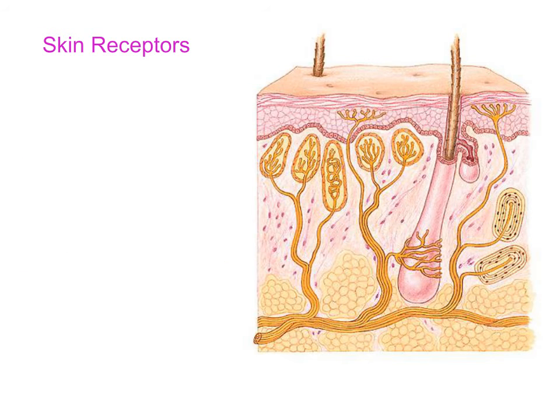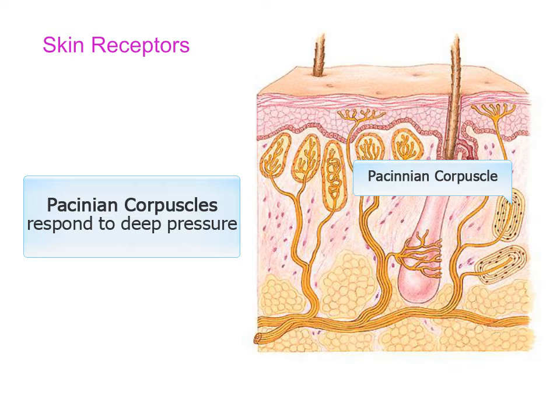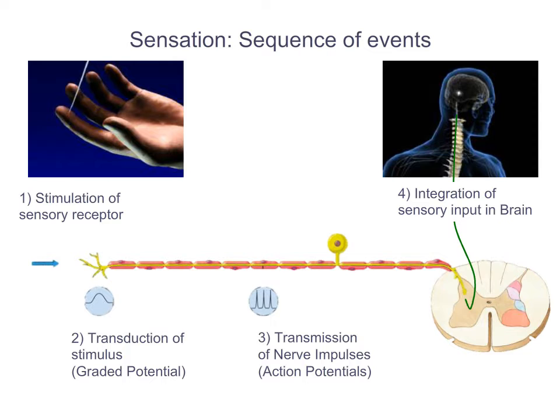A second type of encapsulated receptor called a lamellar corpuscle or Pacinian corpuscle is located primarily in the deeper areas of the dermis and also the hypodermis. These structures are stimulated by deep, firm pressure, but only respond to the pressure when it is first applied. So now that we've learned about the different types of sensory receptors, we're going to take a look at the process which is necessary to go from stimulation to perception.